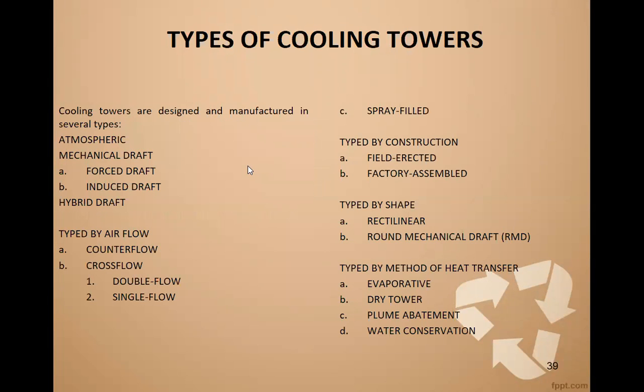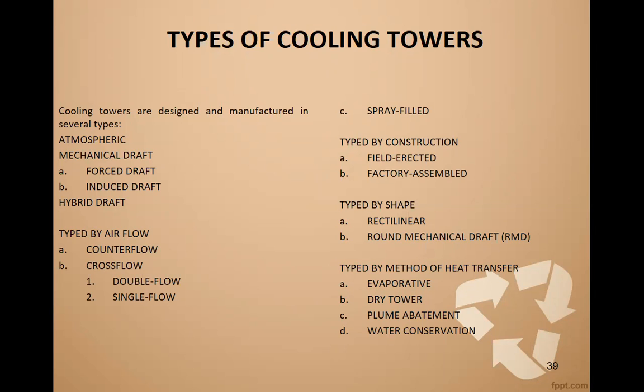So these are the types of cooling tower. Cooling towers are designed and manufactured in several types. Atmospheric, the mechanical draft, which is the forced draft and induced draft, and the hybrid draft. Then we have the types of airflow. We have the counter flow and the cross flow. In cross flow, there is double flow and single flow. And letter C is spray fill flow. Type by construction: field erected, factory erected.